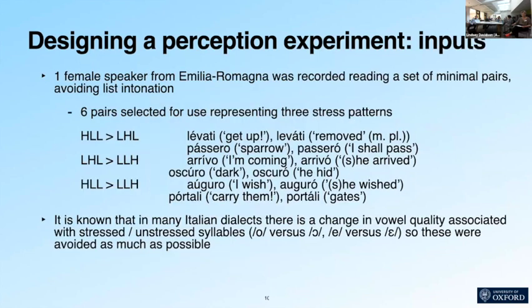So, as I said, we've got a good number of words we could use in Italian. So I've taken two pairs of words which relate to stress moving from the first syllable to the second, such as levati, levati. And then two pairs that relate to medial stress moving to final stress, such as arrivo and arrivo. And then two pairs that relate to initial stress changing to final stress, such as auguro and auguro. I got recordings from one speaker, gave me a good set of recordings. They're the input for my perceptual experiment.